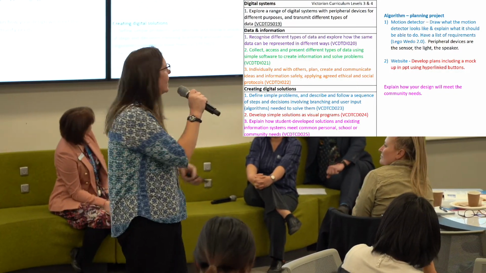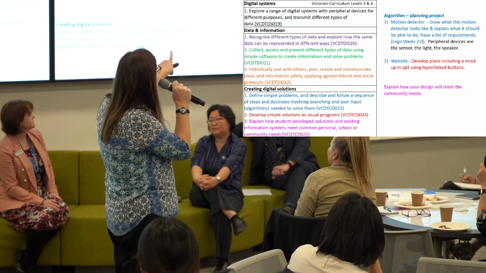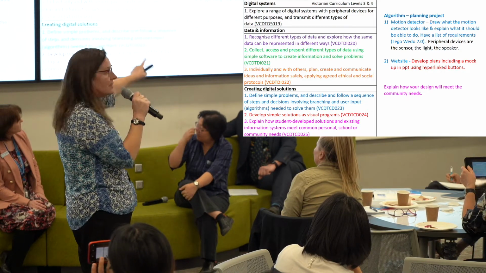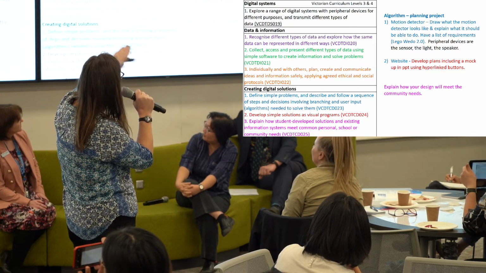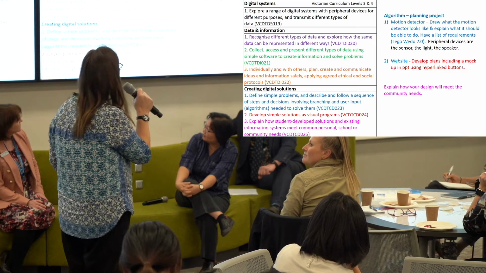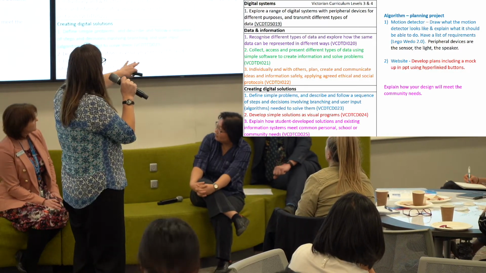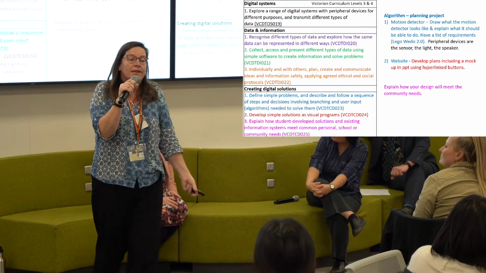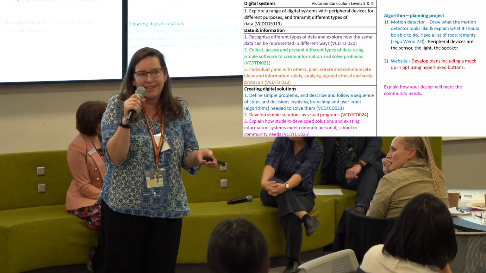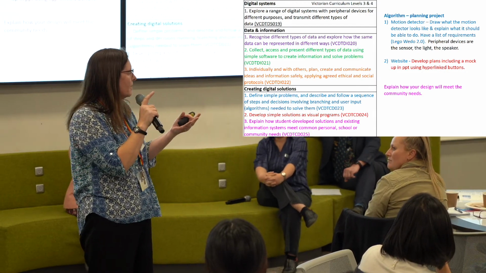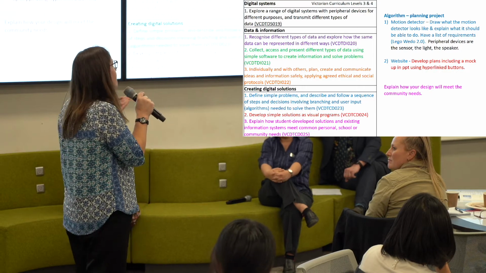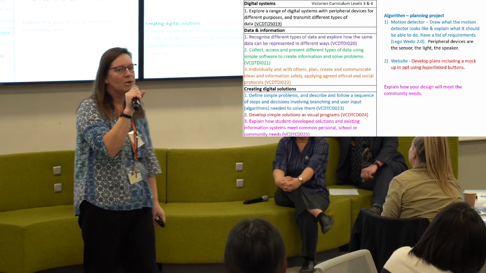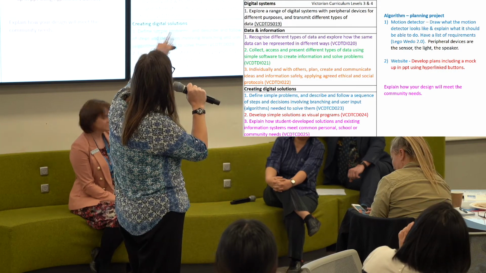And then the final step is, okay, we've decided this is what we're going to do. Now, how do we do it? What are the steps to doing it? So for example, if you're making a motion detector, particularly with that Lego kit, it has peripheral devices, which are sensors, lights, speakers, and so on. So that covers our digital systems one, which is understanding how all the hardware fits together. With the website, developing plans, including a mock-up in PowerPoint using hyperlinked buttons. So that's down here: develop simple solutions using visual programs. Maybe the grade 3-4 students can't make as sophisticated a website as they would like to, but they can certainly mock it up in something like PowerPoint. And actually, maybe some of them could make a pretty good website by that point. And then explaining how your design will meet the community needs. So if you look at the curriculum there, you can really see it's got digital systems.